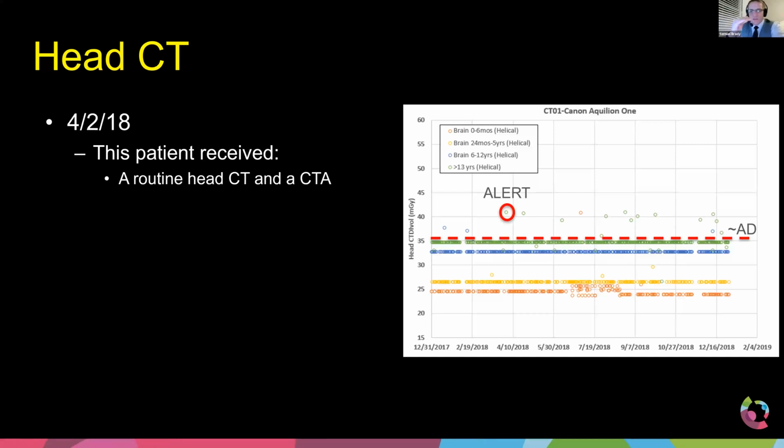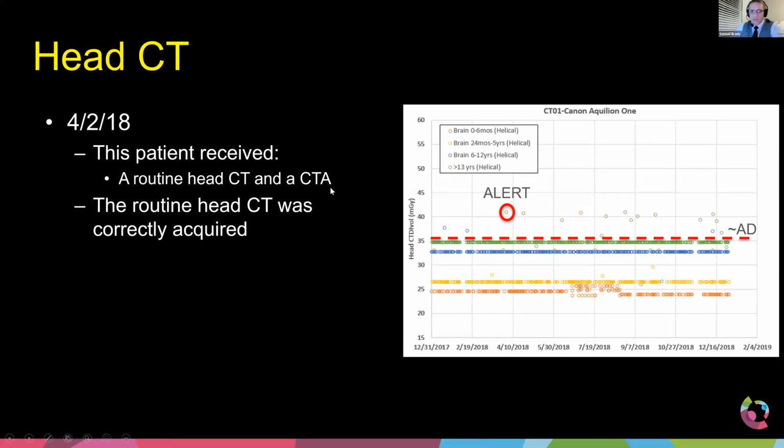But we wanted to set a value that, when something comes up above that alert level, it's obviously much higher. It's 115% of that achievable dose level, and definitely higher than the value we expect. So here's an example. I drew a little circle around it. What caused this patient examination to have a value above 40 milligray when the expected value was basically 35 milligray, this green line? We looked at it as a dose optimization team, and we found out that this patient received a routine head CT and a CTA, a combo of 2 scans. The routine head CT actually had the correct 35 milligray dose.